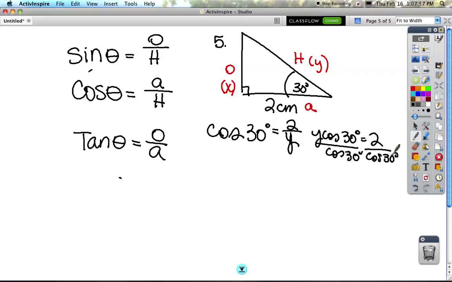Cosine 30 is square root of 3 over 2. Square root of 3 over 3. Oh, square root of 3 over 3 is right. 4 square roots of 3 over 3. Okay.